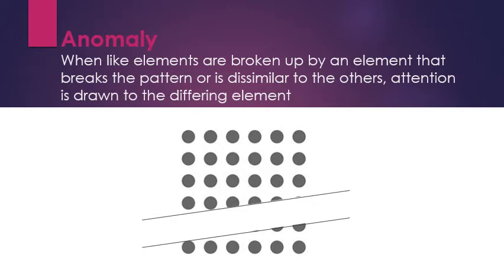Anomaly. Anomaly is when like elements are broken up by an element that breaks the pattern or is dissimilar to the others. So the attention is drawn to the differing element. So in this one, we've got a grid of circles and then I've got a horizontal banner going through it. Your eye is naturally drawn to the horizontal banner, to the thing that is dissimilar to the rest, the thing that's breaking the visual.